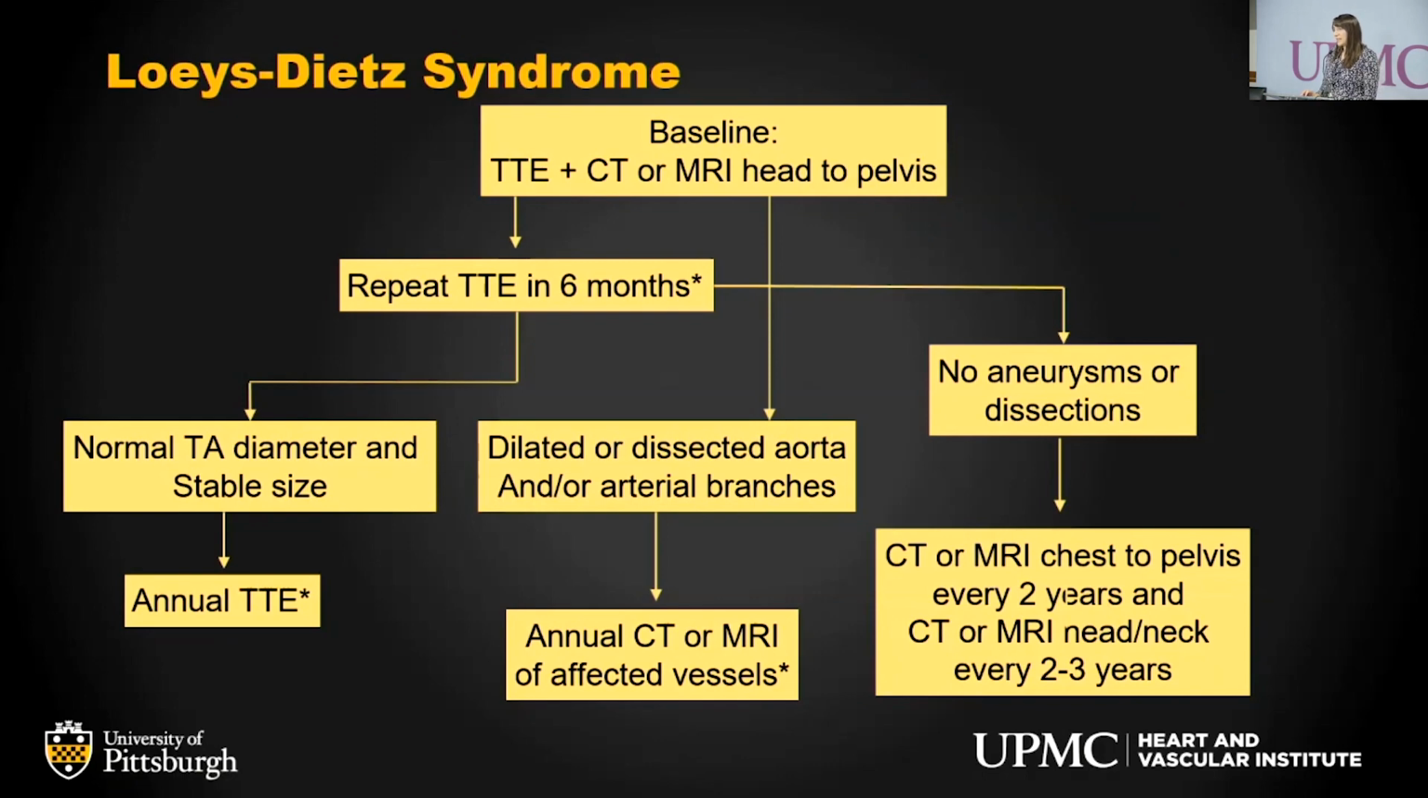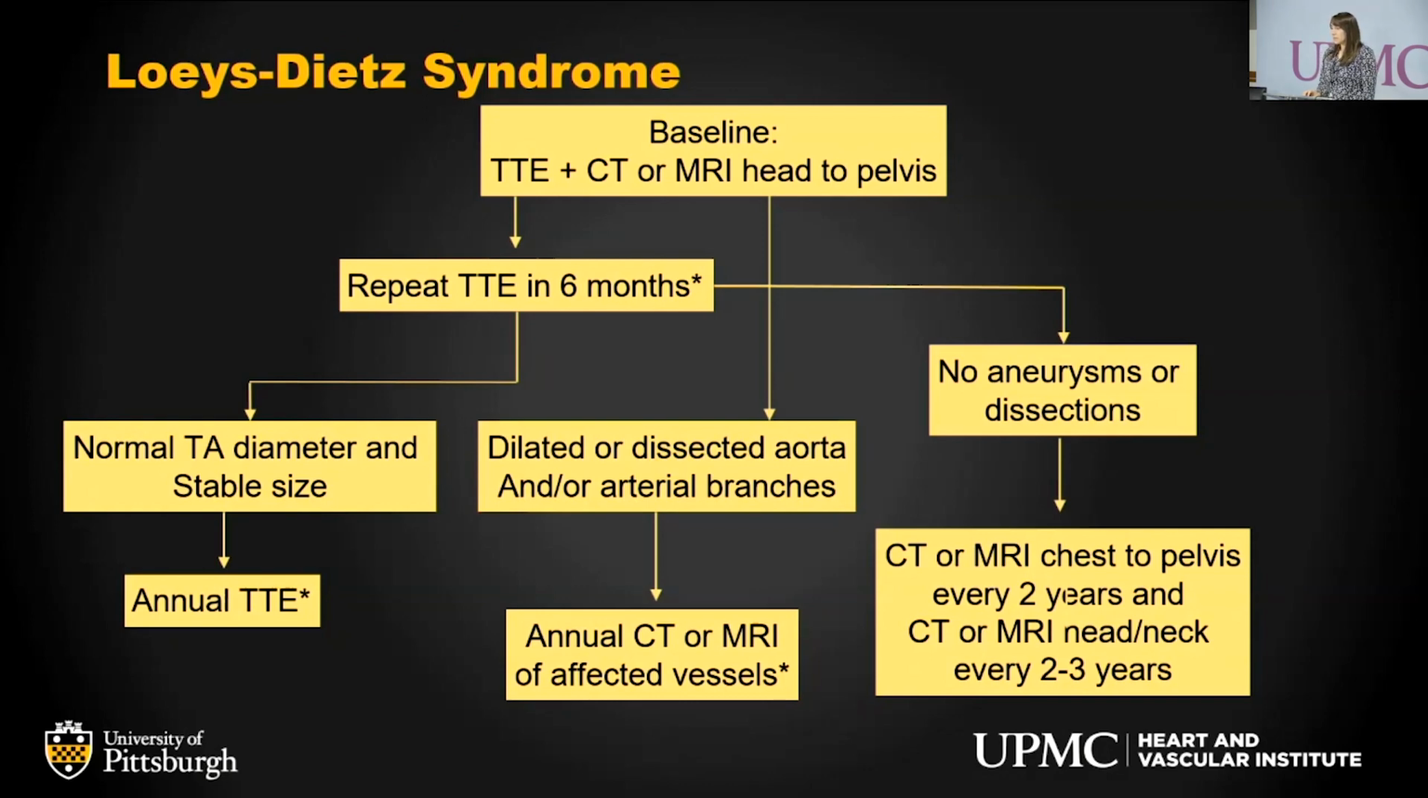So in these patients, again, you will start out with an echo. Here, the CT or MRI at baseline should be from head to pelvis. You want to image their entire arterial vascular system. At that point, if you identify that they have no arterial aneurysms or dissections anywhere, you can then continue to survey them, usually chest to pelvis every 2 years and head to pelvis, and then add a head in every 2 to 3 years. If they have a dilated or dissected aorta and/or branches, you should annually image all of those involved vessels.